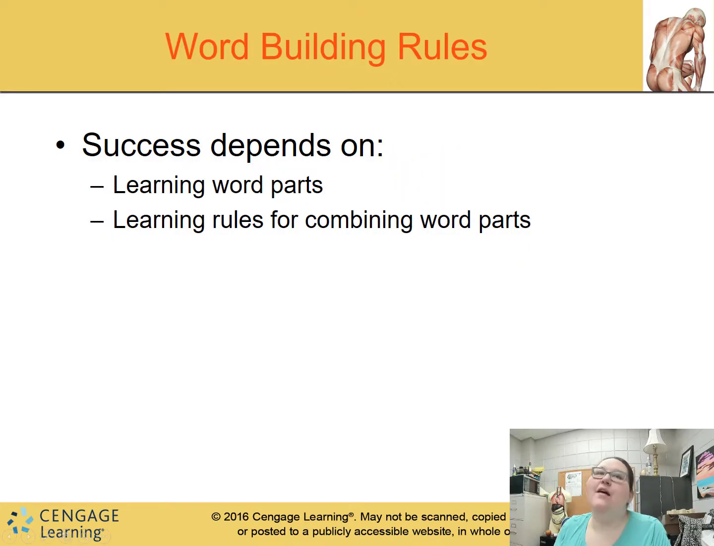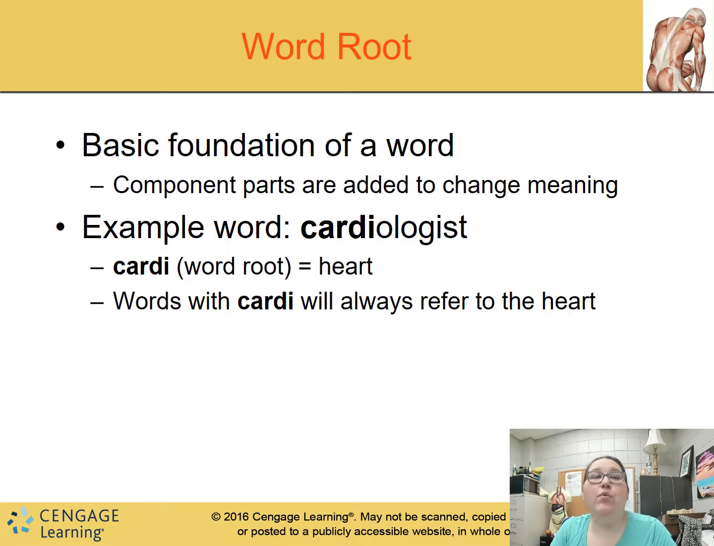Obviously, success depends on learning your word parts and learning the rules for combining word parts. These are all very important, and we will use them throughout the entire semester and throughout this entire course. If you take midterm 2, you will also use this chapter throughout that entire course. So this is a foundational chapter along with chapters 2, 3, and 4. Specifically, 2 and 3 will be prefix and suffix. So let's get started on your word roots.